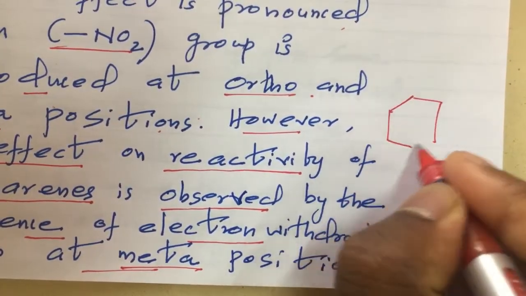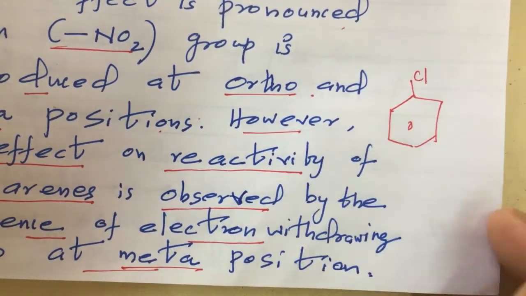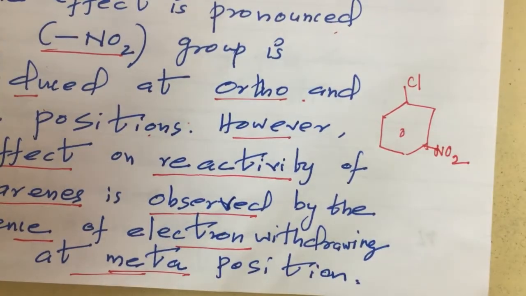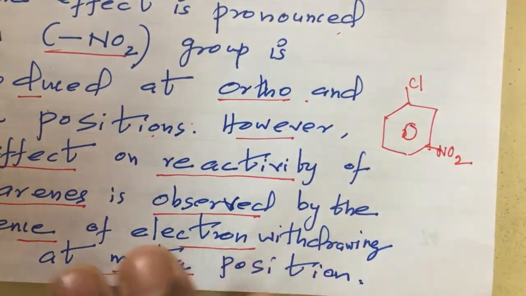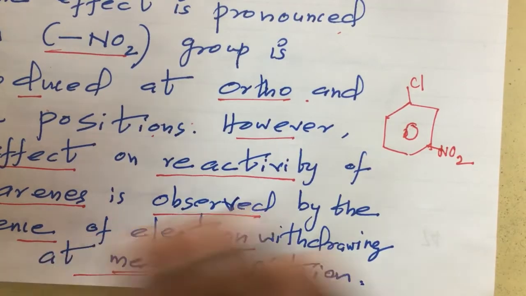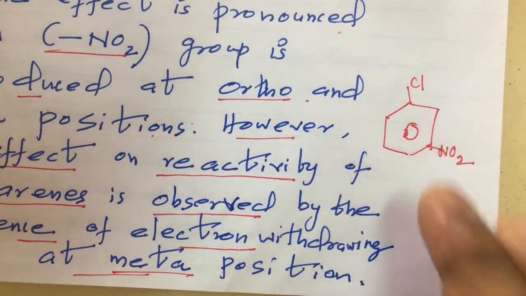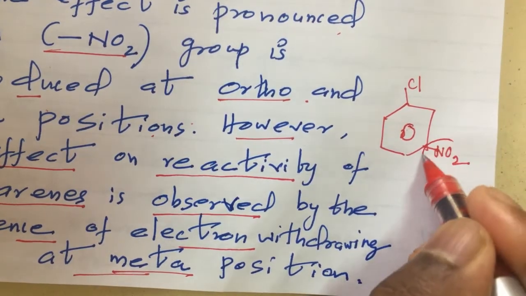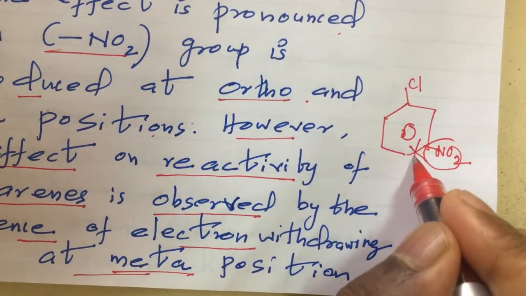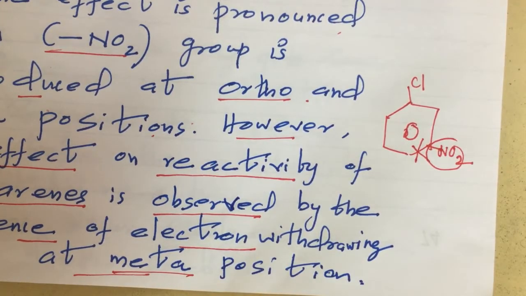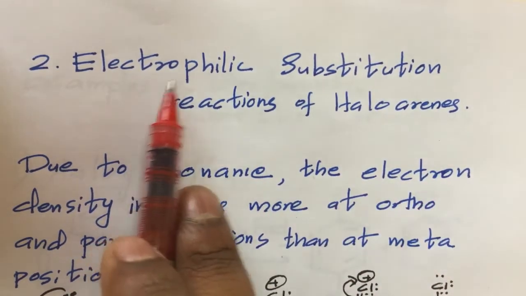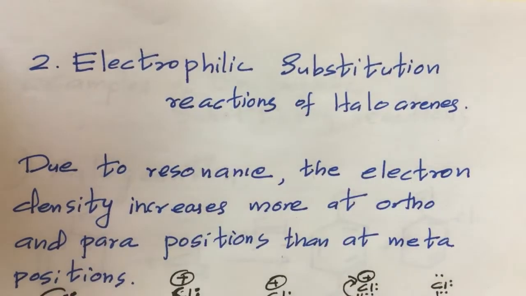If the NO2 group is present on the meta position of haloarene, then the reactivity will not change. Reactivity is similar to chlorobenzene. Reactivity will not increase. So at meta position, NO2 has no effect on the reactivity. Clear? Okay students, the next important reaction of haloarene is electrophilic substitution reactions.